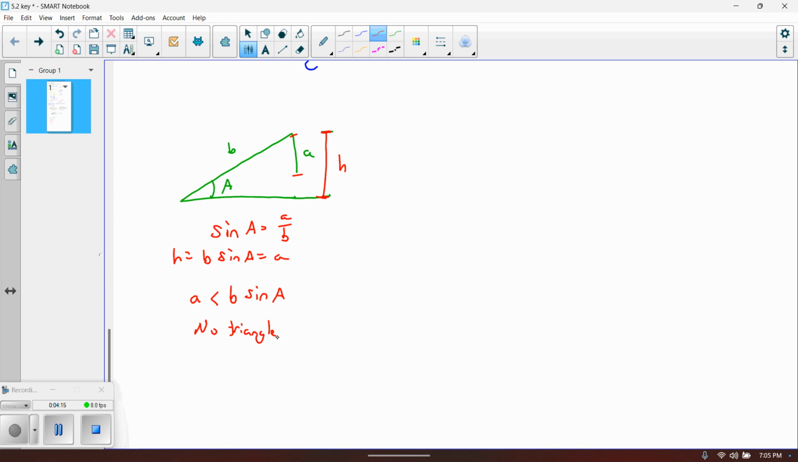If a equals b sine of A, well, that means it is exactly the height, which means this will form one right triangle.